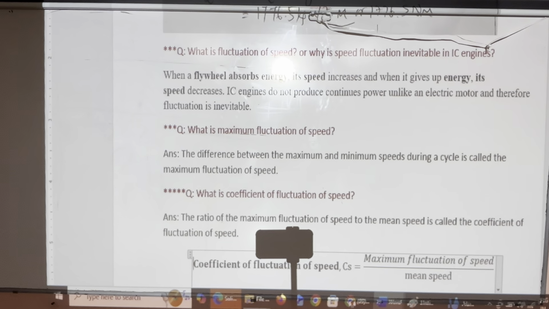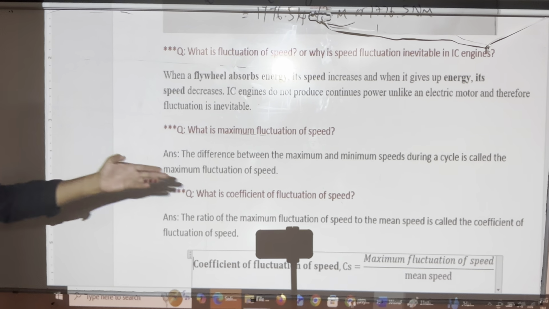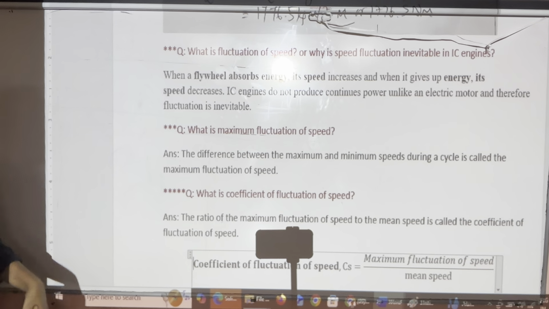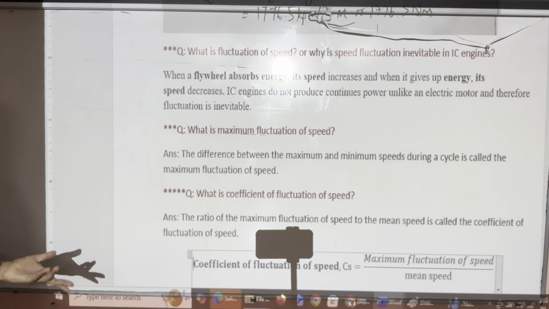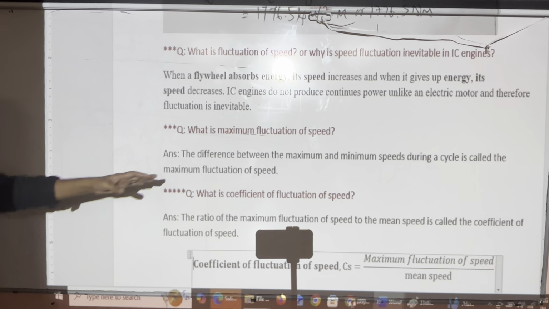Let us see what is fluctuation of speed. What is the English meaning? Increase in speed and decrease in speed. So fluctuation of speed is the maximum speed minus the minimum speed. The difference between the maximum and the minimum speeds is called the fluctuation of speed. Sometimes people get confused, but it's just a term. Fluctuation of speed is the difference between maximum and minimum speed.